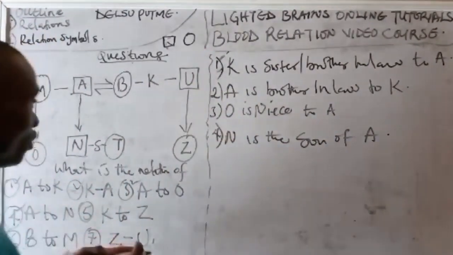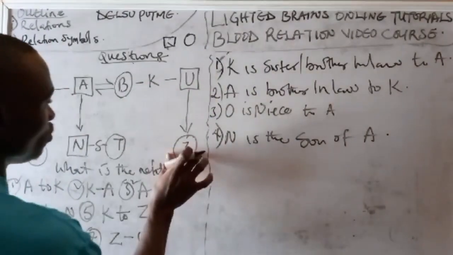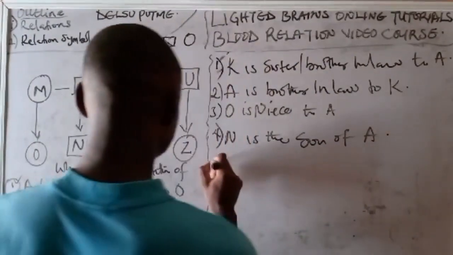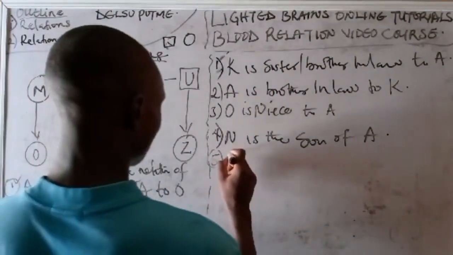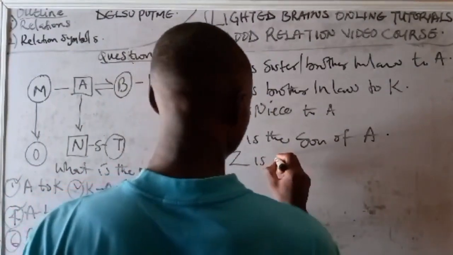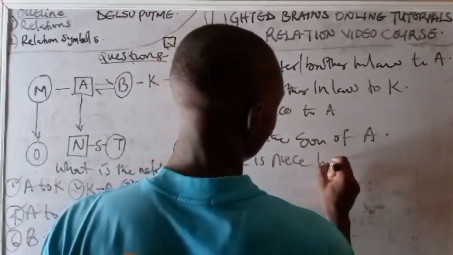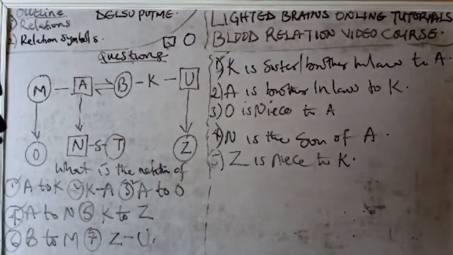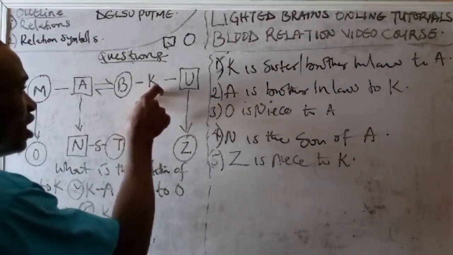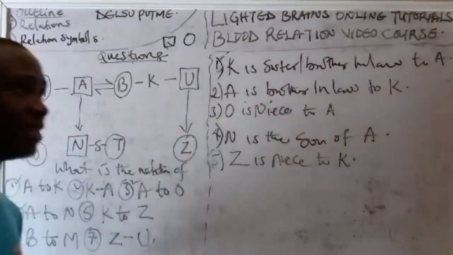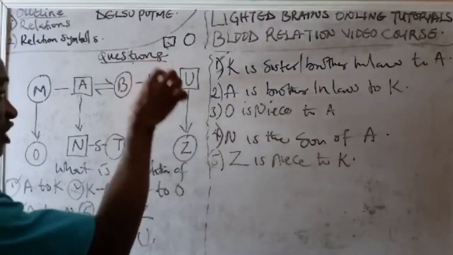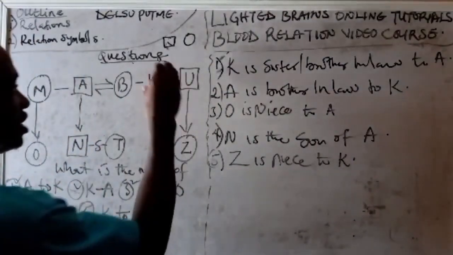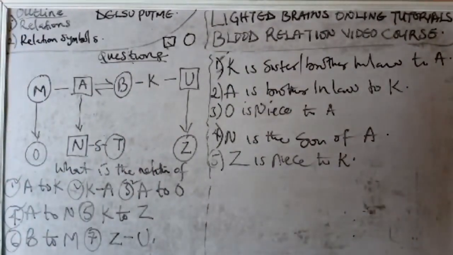So the relationship of Z to K is what? Z is a nephew to K. Z is number 5. Z is niece to K. Do you understand now? So what if they ask you, from Z, what is the relationship of K? What can we call K? K is either an auntie or an uncle, because it is unknown. Do you understand now? So that is that.